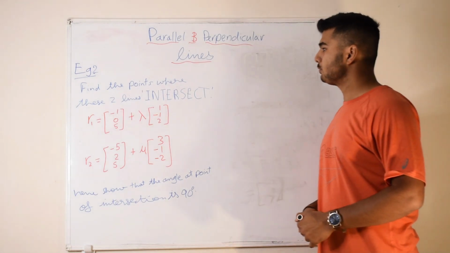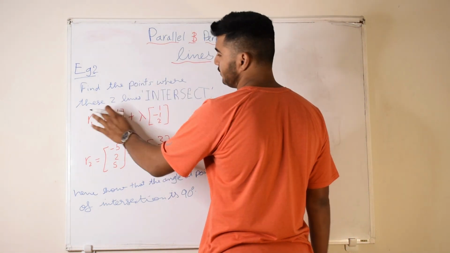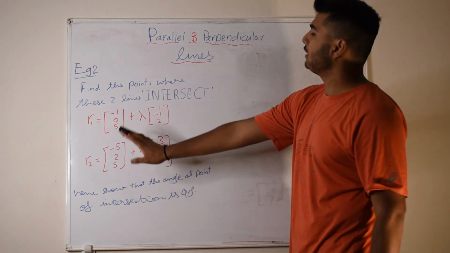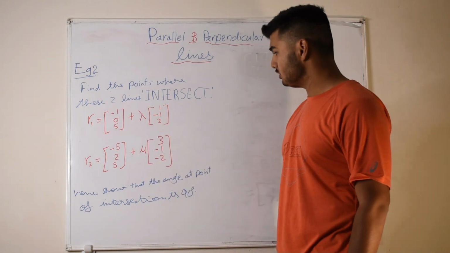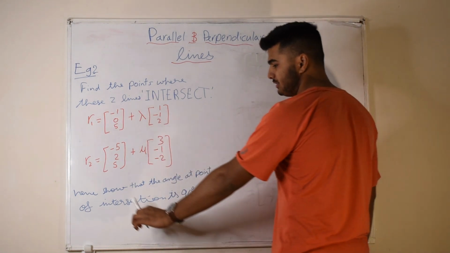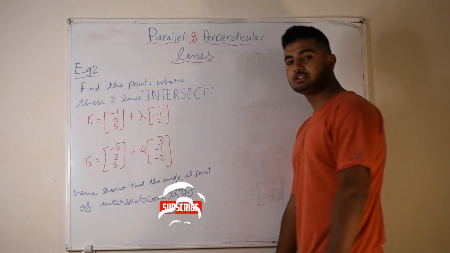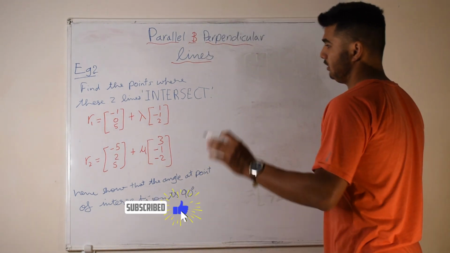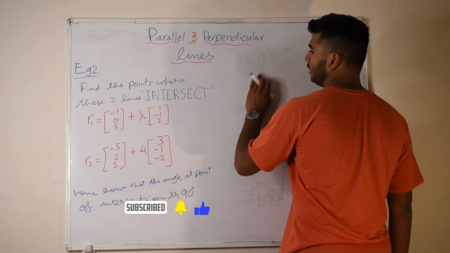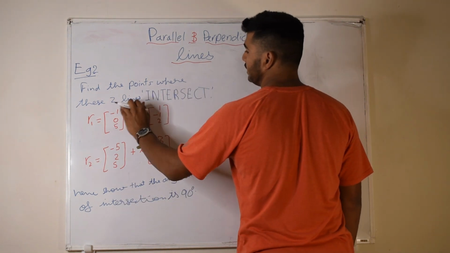Looking at this next example, it says, find the points where these two lines intersect, given R1 and R2 as two different lines. And it says, hence show that the angle at point of intersection is 90 degrees. Start with the first part. Find the points where these two lines intersect.